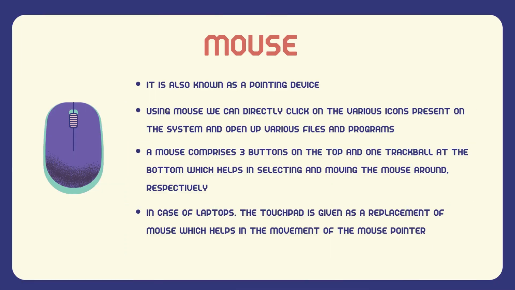Mouse. The mouse is a pointing device. It lets us click on icons and open files and programs. It has three buttons on top and a trackball underneath to help move the pointer. On laptops, we use the touchpad instead of a mouse.